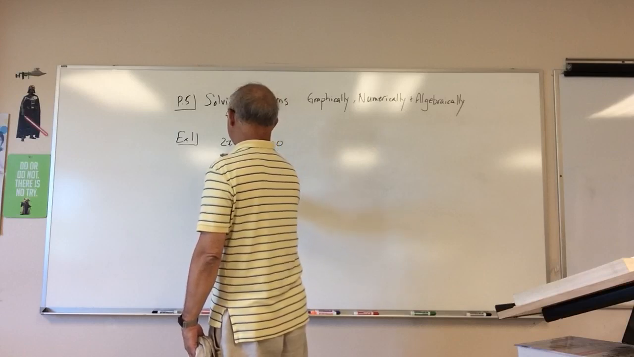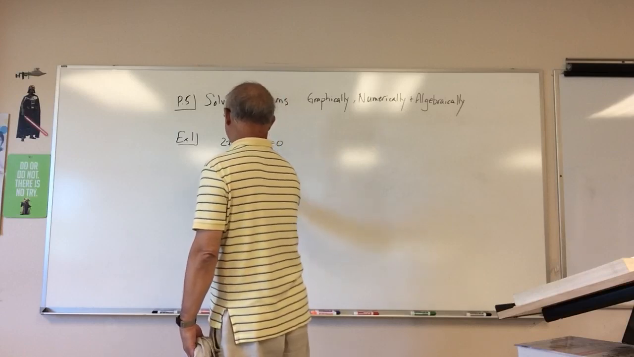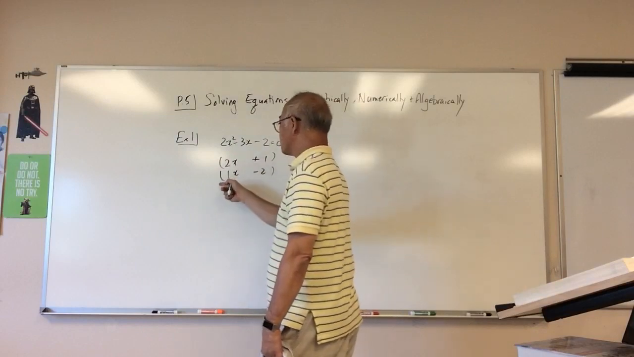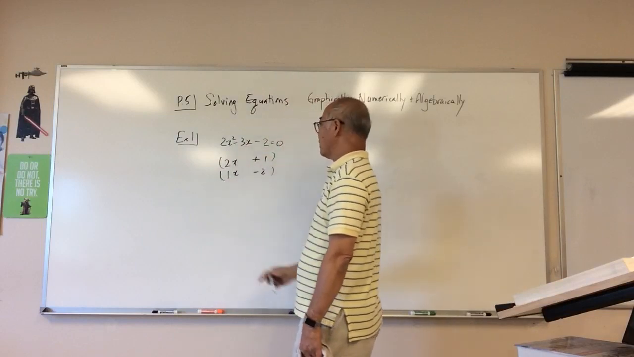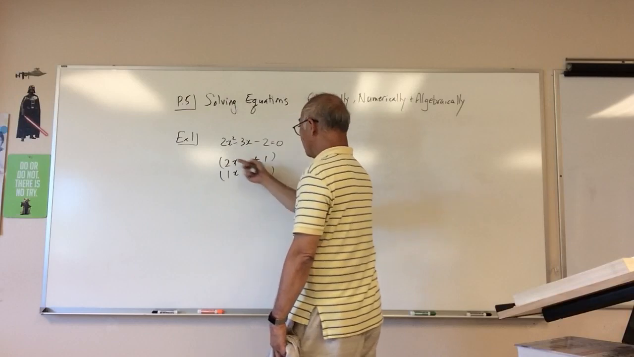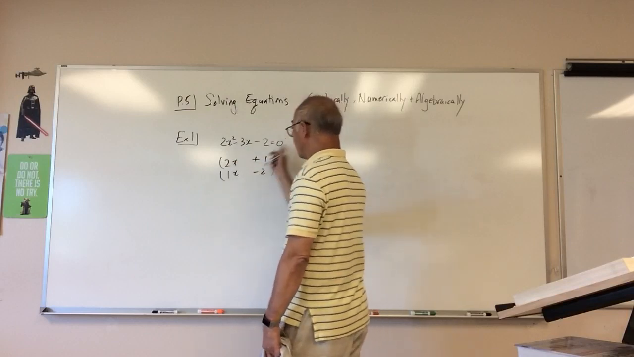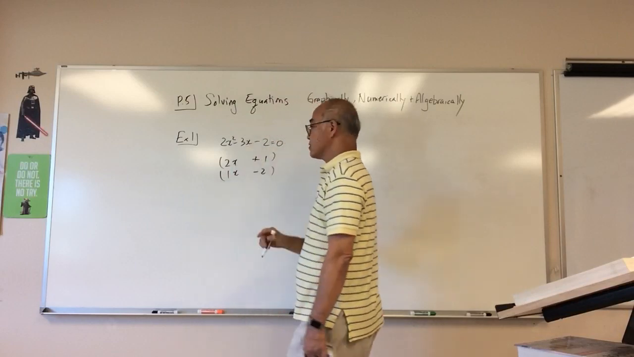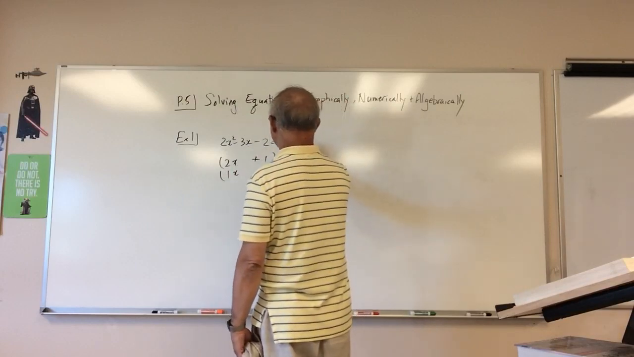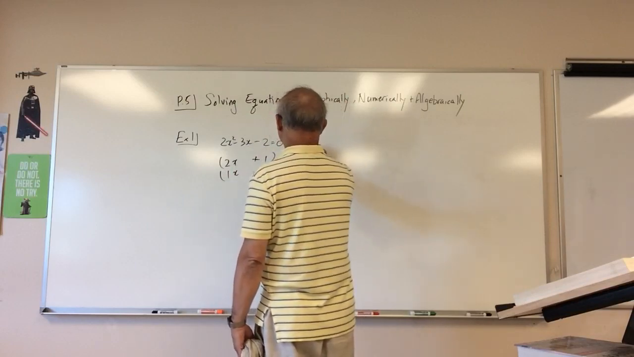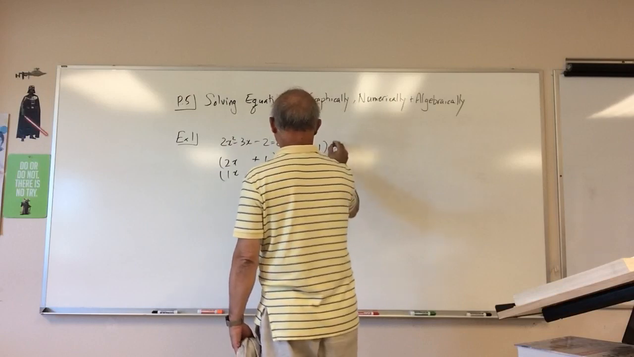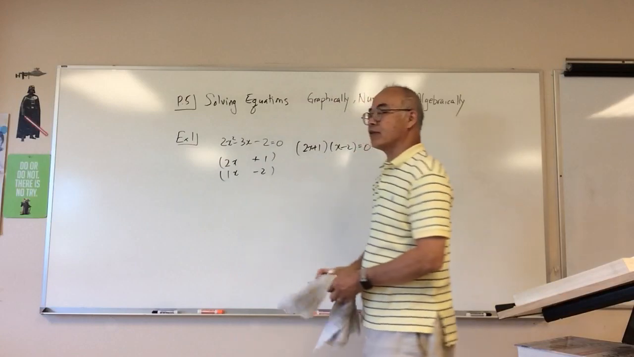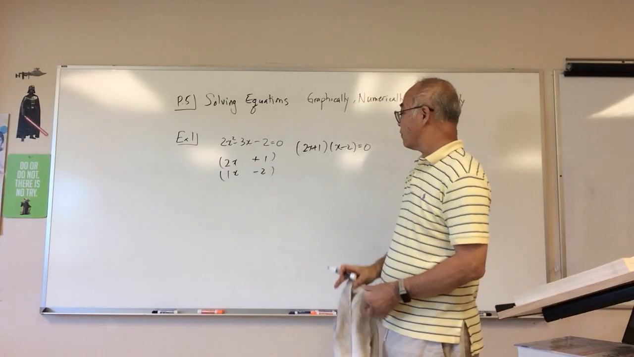Looks like it's going to work this way. If I go minus 4 plus 1, I end up with minus 3. If I multiply these two, I get minus 4, and multiplying these, I get plus 1. Minus 4 plus 1 is minus 3, so there we go. So this is the same as (2x + 1)(x - 2) is equal to 0. That's how you'd factor it.